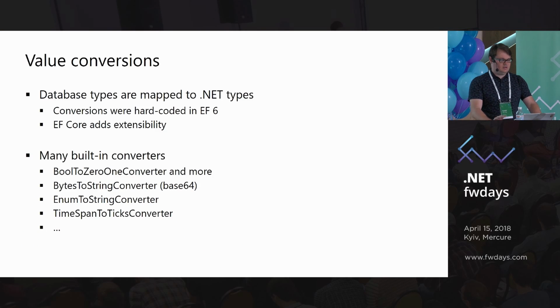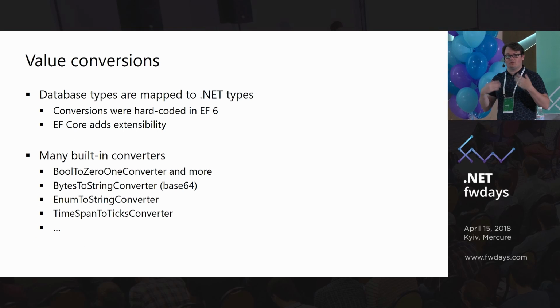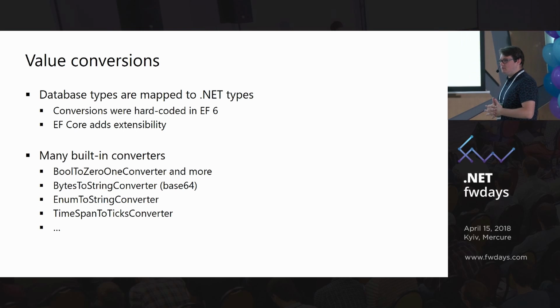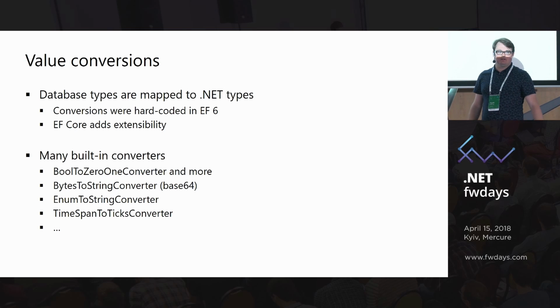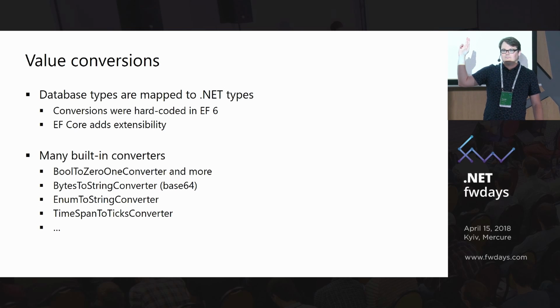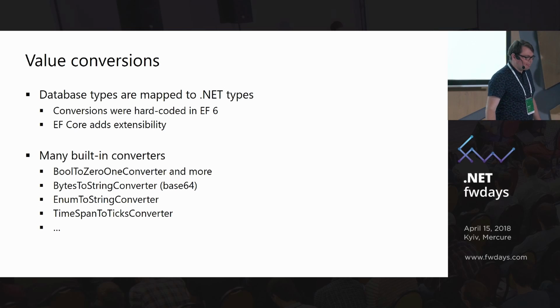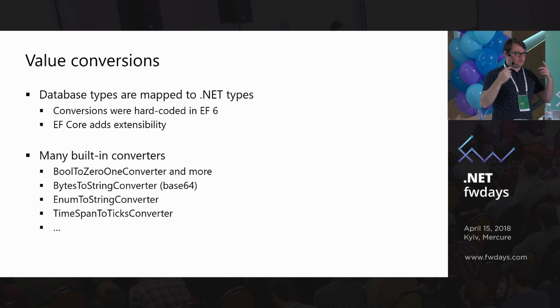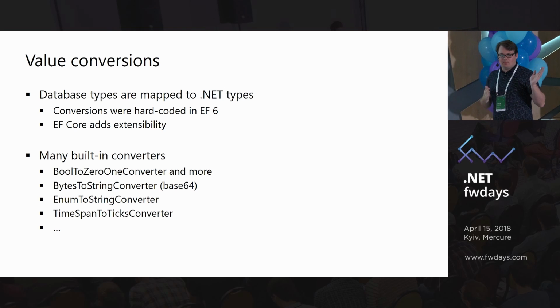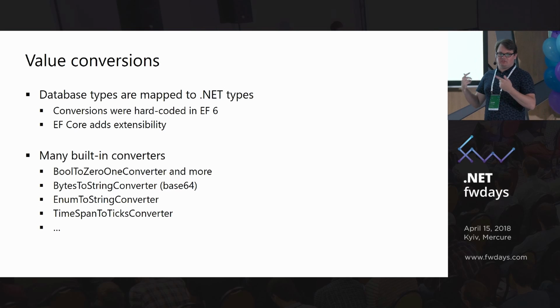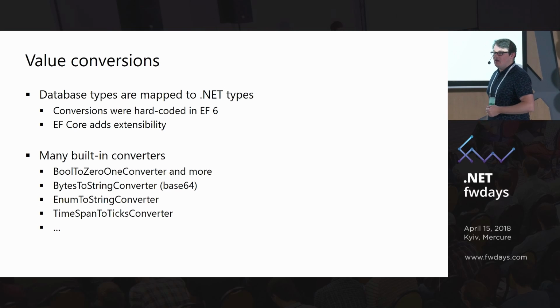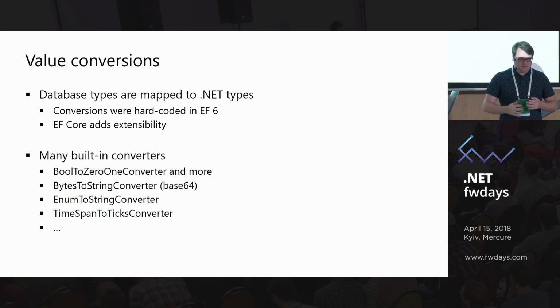And the next feature is value conversions. Who has been using enums in your model? Okay, quite a few people. And as you know, if you use enum in your model, it will map to an integer field in the database. There was no other way in EF6 until now. And EF Core until now.